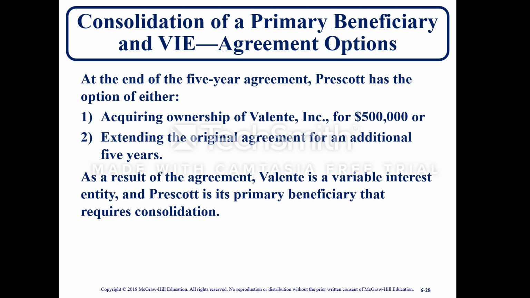The agreement options: at the end of the 5-year agreement, Prescott has the option of either acquiring ownership of Valente for $500,000 or extending the original agreement for an additional 5 years. As a result of the agreement, Valente is a variable interest entity, and Prescott is its primary beneficiary that requires consolidation.